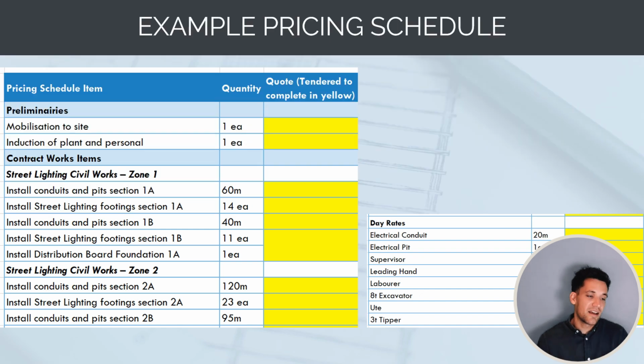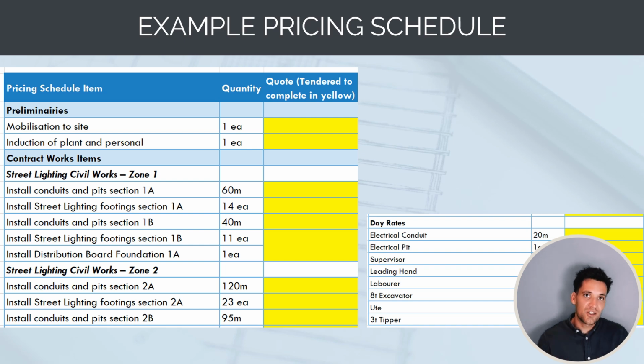Okay, so let's see an example pricing schedule. So we've got lump sum items for the preliminaries, which is mobilization to site and induction of plant and personnel. They're just giving us a lump sum item. Then we've got the contract work item. So we've given unit quantities against all the different activities. So installing pits and conduits and foundations, we've given a quantity of 60 meters.